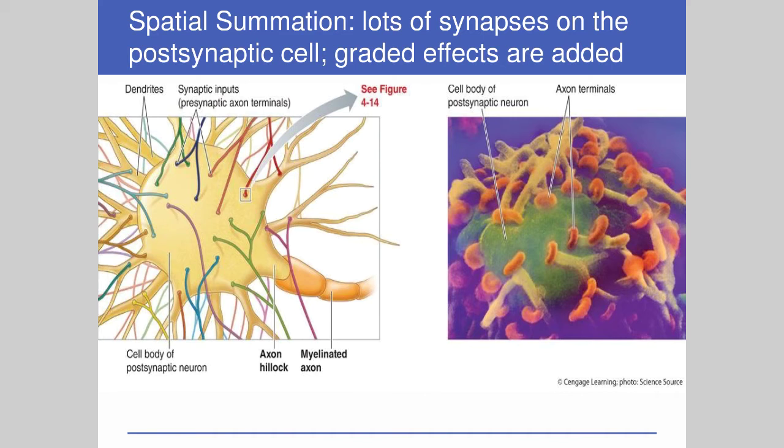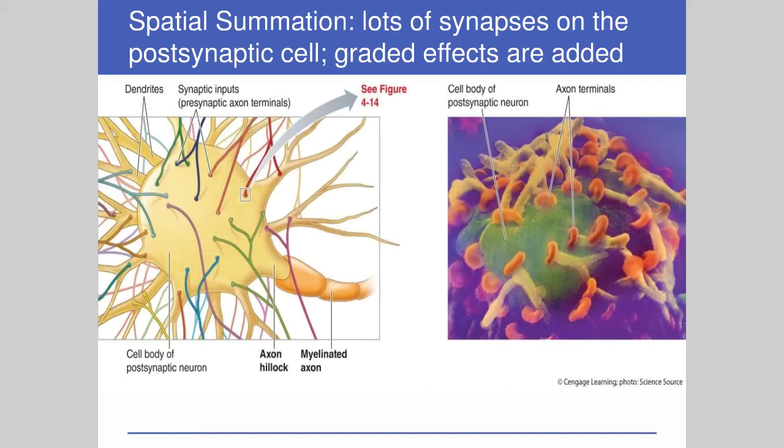Let's start at the left. What you're seeing is the cell body and the dendrites of a postsynaptic cell. And then all those little colored projections projecting toward it are the synaptic terminals of different presynaptic cells. And you know that they're different from the different colors. So those are each different presynaptic cells that can each behave independently. So each one of those can stimulate or inhibit the postsynaptic cell.